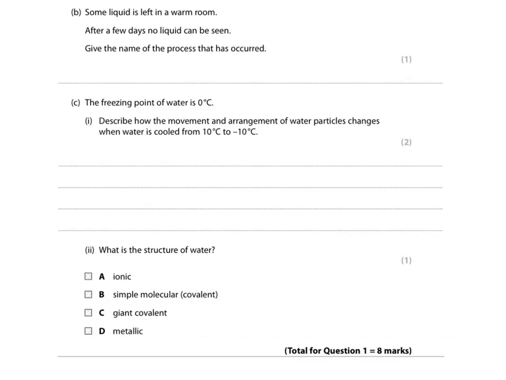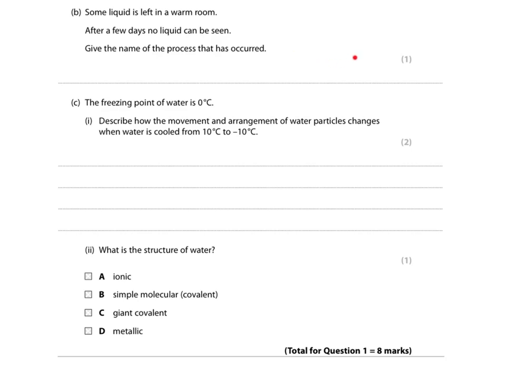In question B, we're told that there's some liquid left in a warm room, and after a few days, no liquid can be seen. So we need to name the process that has occurred. So what is the name of the process when a liquid disappears? So it must be disappearing, it must be turning into something else. Liquids can't just disappear. So the process is called evaporation.